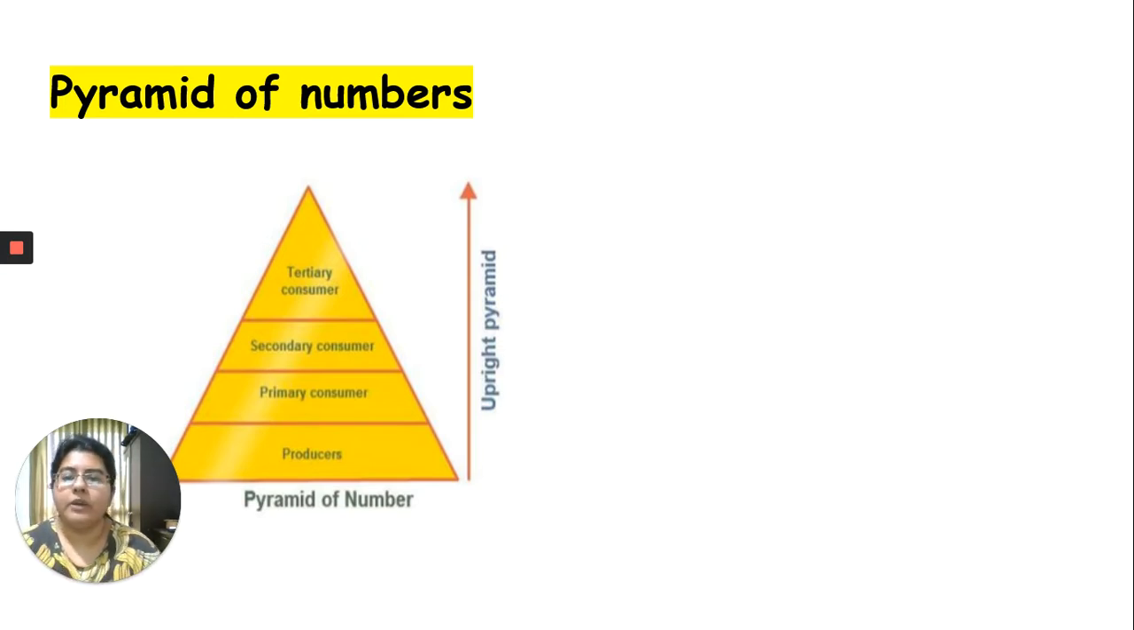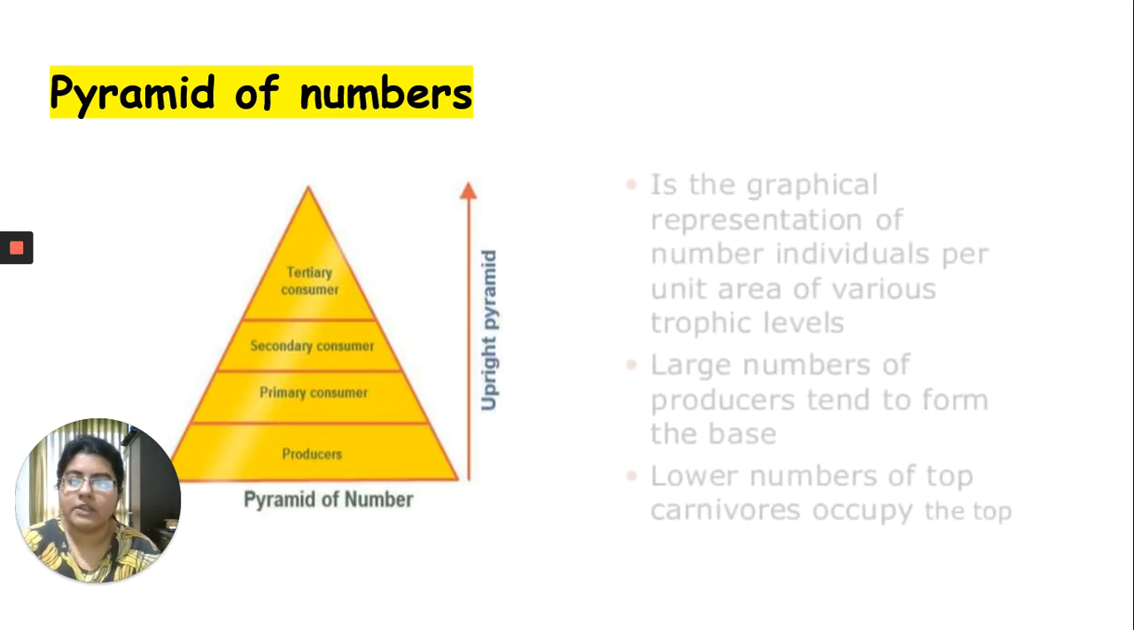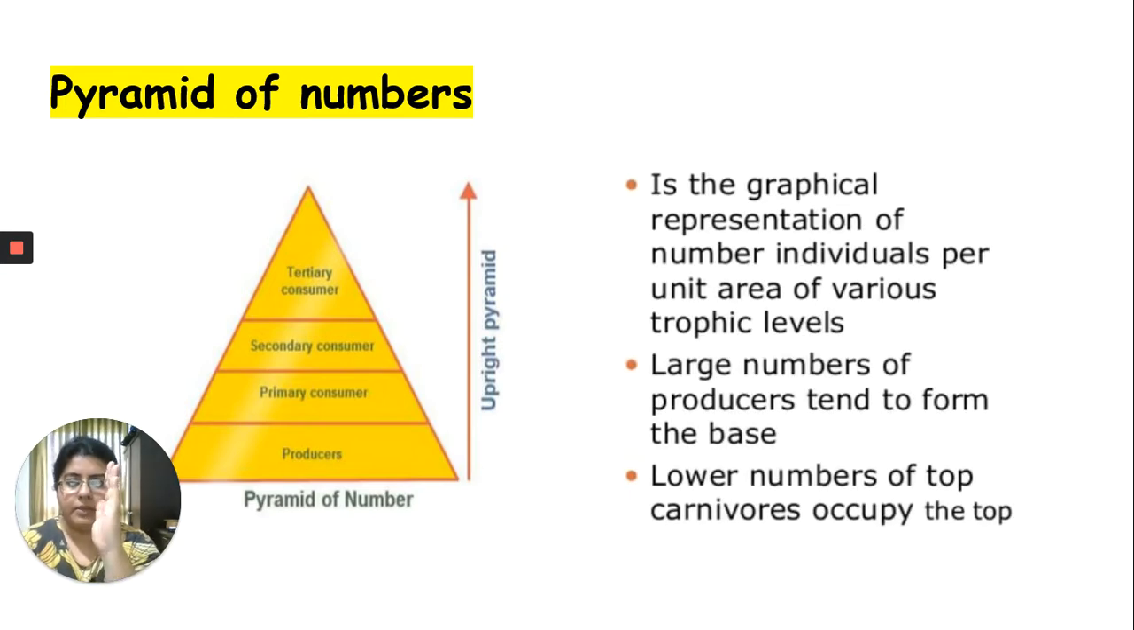At the bottom of the pyramid are the producers, showing that they are largest in number in an ecosystem. Then as you go to higher and higher trophic levels, that is primary consumer, secondary consumer, and tertiary, the number of organisms in those trophic levels keeps decreasing. Pyramid of number can be upright. What you're seeing on screen right now is an example of an upright pyramid, meaning the narrow tip is at the top and the base is broad.